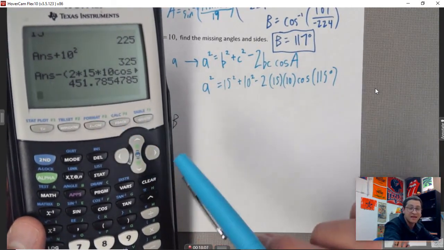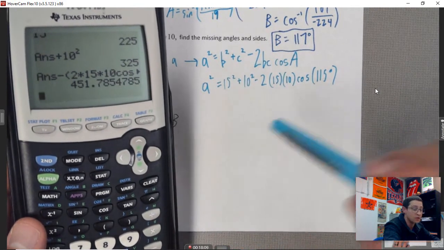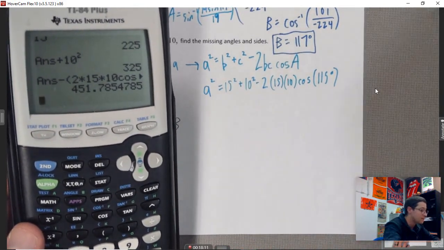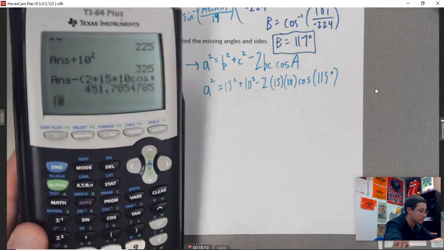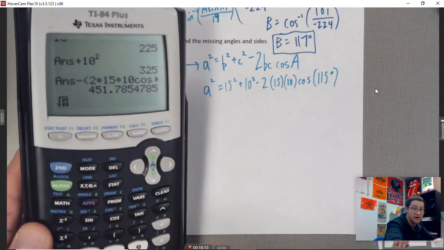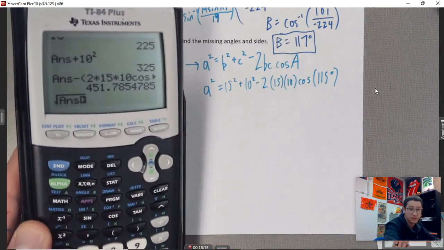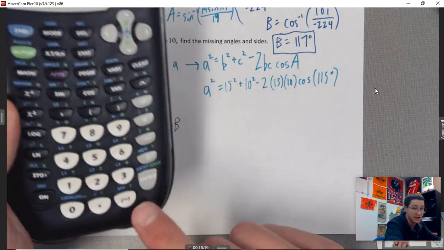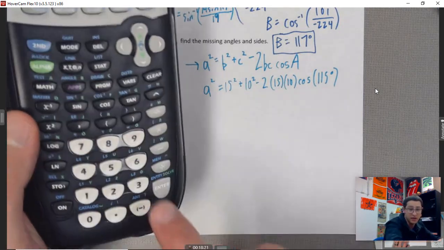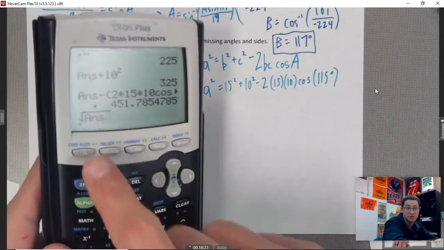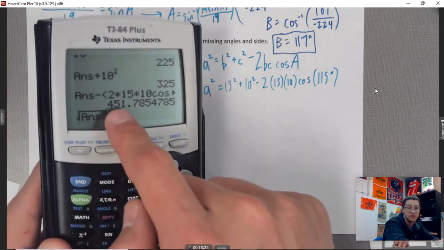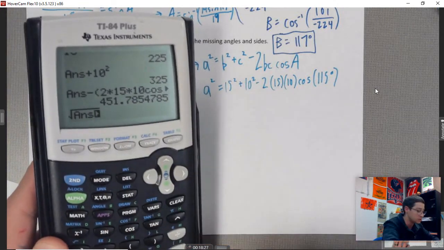So how do I find A? Well, we take the square root. Okay, so I've got A. Well, let's just go ahead and do it now. So the square root of that stuff. Second answer, if you don't know where I got that, it's right here. You're going to click second and then answer there to get that. And what that's doing is putting this 451 into the square root.